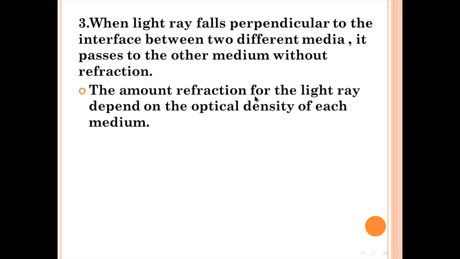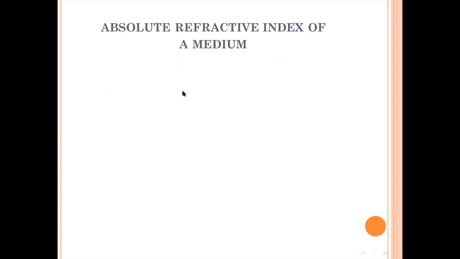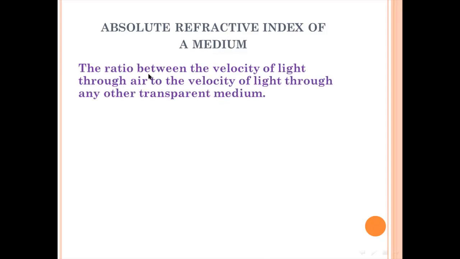The amount of refraction for the light ray depends on the optical density of each medium. Absolute refractive index of a medium. What is meant by the refractive index of a medium? It is the ratio between the velocity of light through air to the velocity of light through any other transparent medium. Each medium has its refractive index, meaning each medium can refract the light ray by a certain degree. So each medium has an absolute refractive index.